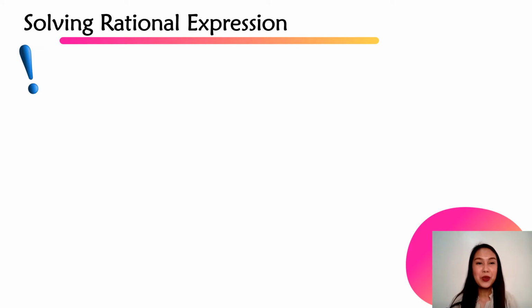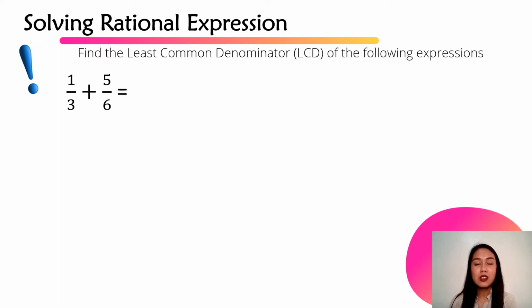Before we move on with our main topic in this video, let's have first a quick recall on how to solve rational expressions. For example, we have 1/3 plus 5 over 6. Now, to add these two fractions, we need to have the same denominator. As you can see, the denominator of the first addend is 3, and the denominator of the second addend is 6. So to make it the same, we have to find the least common denominator of the following expressions.